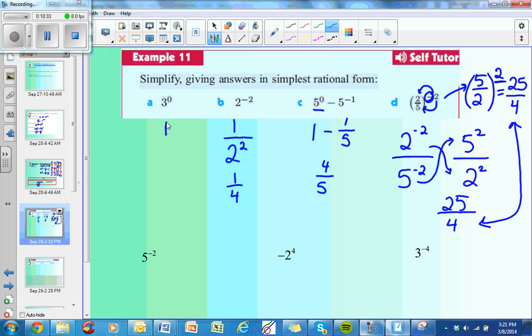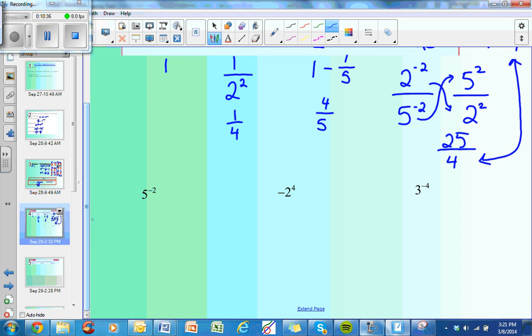Okay. Some other ones that I can do real quick. These are not on your handout, but I'm going to do them for you real quick. 5 to the negative second is 1 divided by 5 squared, which is 1 over 25. Negative 2 to the fourth. Well, this is the opposite of 2 to the fourth. So remember, we're going to think of that first and make our answer negative. So 2 to the fourth is 16. Get negative 16. This one is a negative exponent, so I'm going to make it 1 divided by 3 to the power of positive 4, which is 1 over 81.